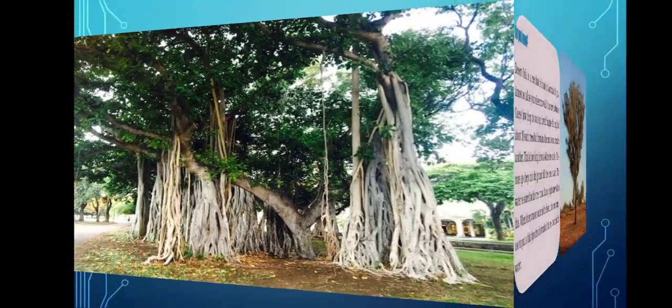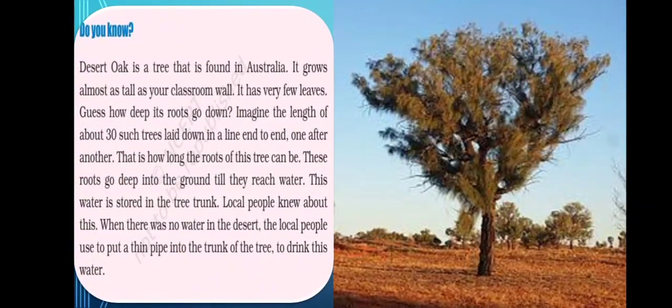Now I will show you another tree. This is the desert oak tree. This is found in Australia. It grows almost as tall as your classroom wall. It has very few leaves. And do you know how deep its roots go down? Yes, the length of the root is about that of 30 such trees laid down in a line end to end, one after another.